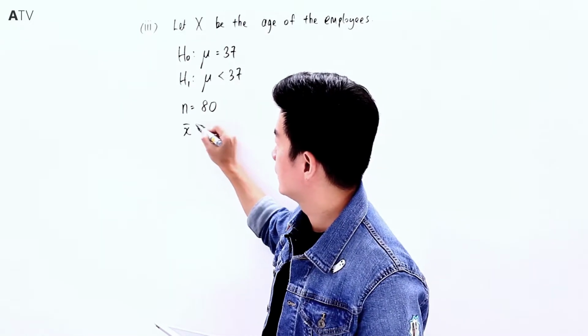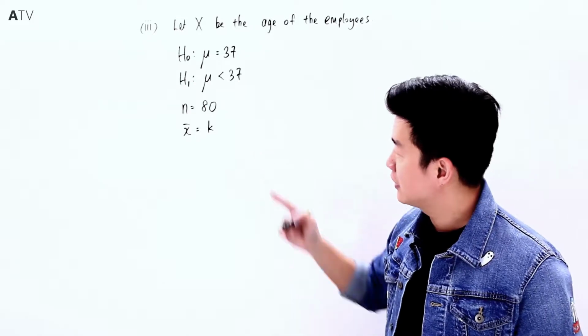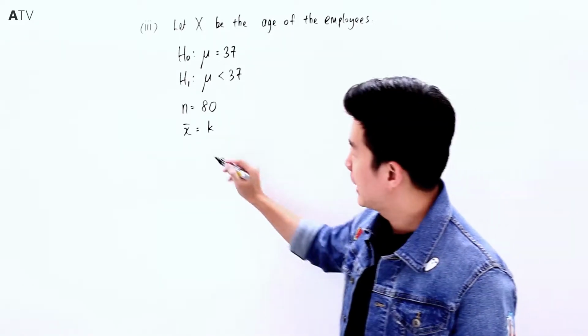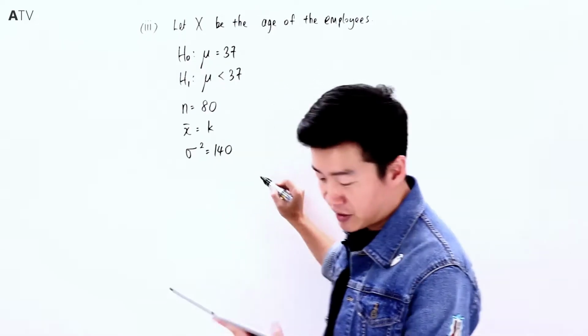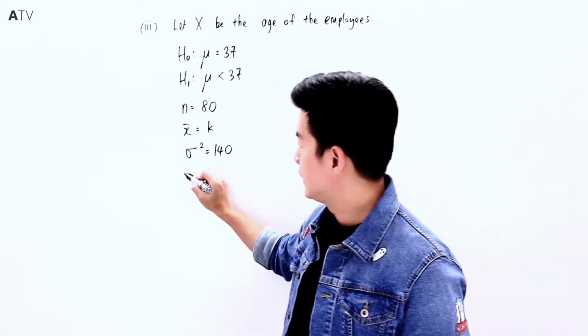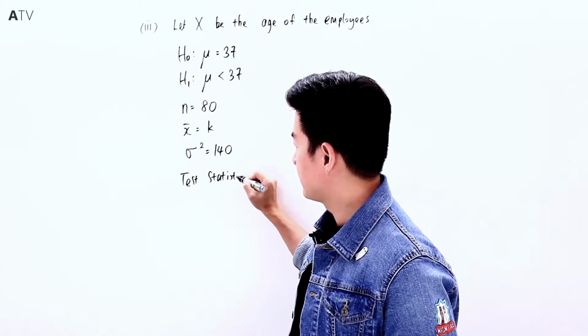And the sample mean, which is an unknown, I'm going to let it be k. This is what I'm going to try to solve for. And the population variance is given to us by the question as 140. With this, let us try to write down the test statistics.